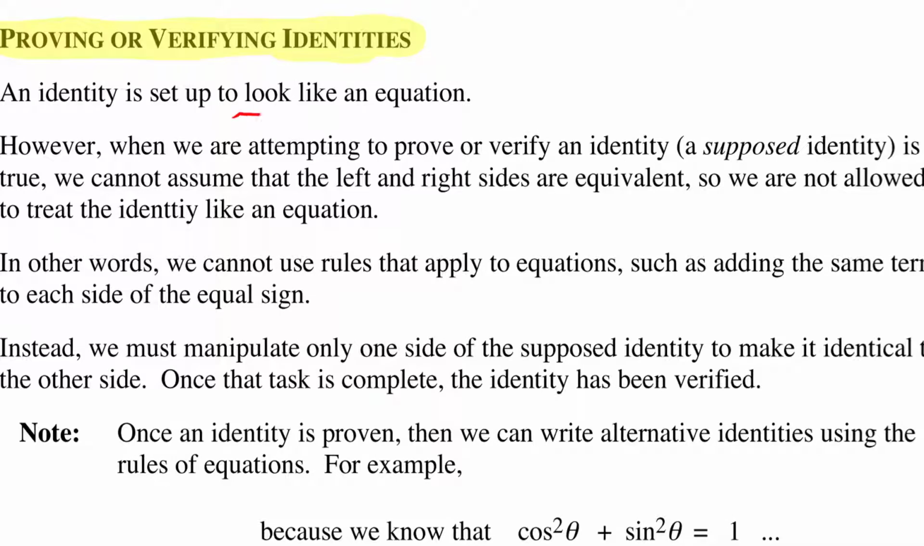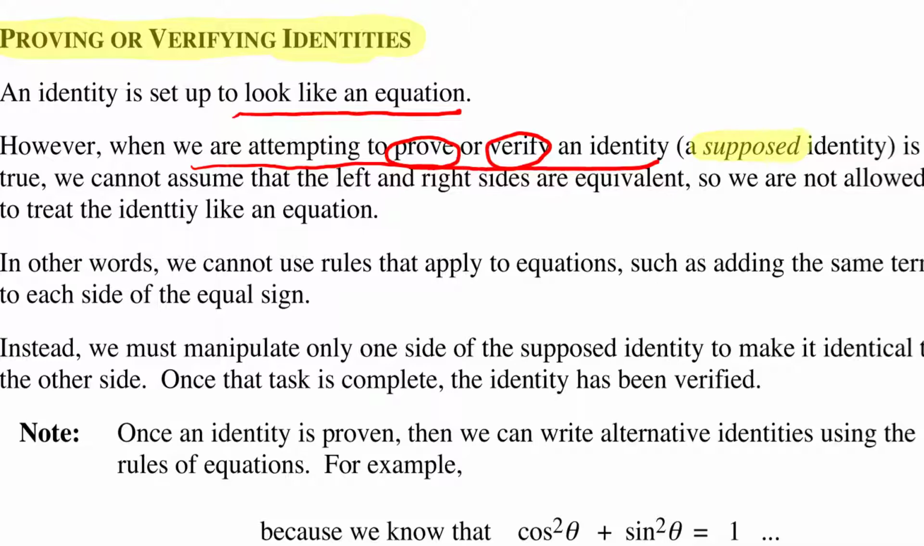All right, so let's talk about proving or verifying identities. The identities we're going to talk about look like equations. I mean, we saw already cosine squared plus sine squared equals 1. That's an equation. That's the kind of identity we're going to be looking at. But we're going to be seeing other ones now, and our job is to prove or verify the identity.